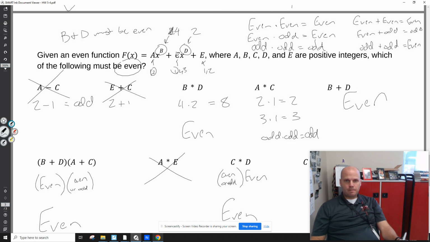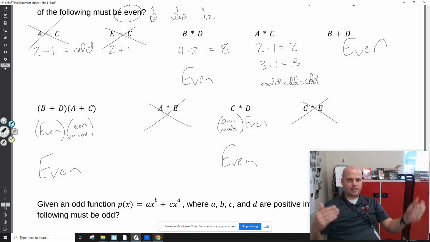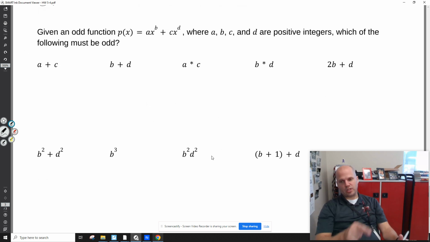C times E. All right, we kind of just did that. It could be even or odd. If you have odd times odd, then it's odd. This could be odd times odd. Cool. All right, now this is an odd function.